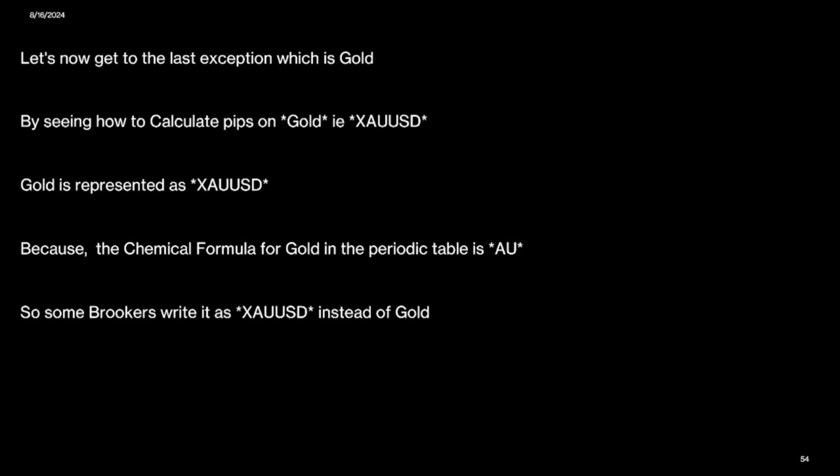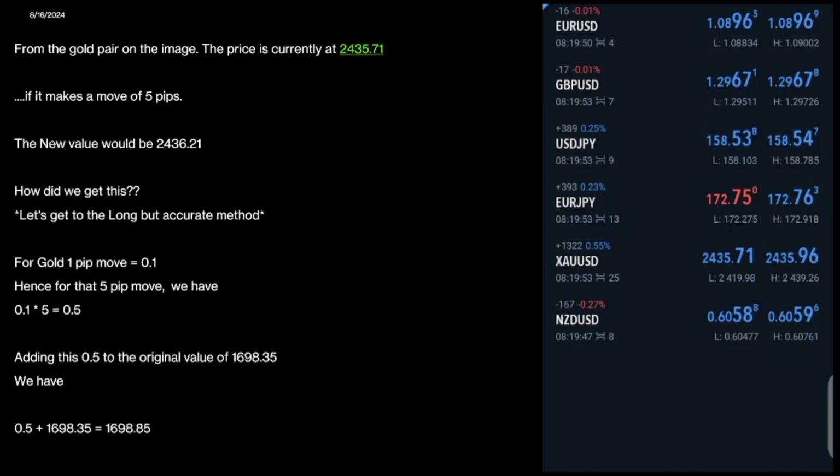Let's now get to the last exception, which is gold. Let's see how to calculate pips on gold, which is also known as XAUUSD. Gold is represented as XAUUSD because AU is the chemical symbol for gold in the periodic table. So some brokers write it as XAUUSD instead of gold. Now from the gold pair in the image, the price is currently at 2435.71. If it makes a move of 5 pips, the new value will be at 2436.21.